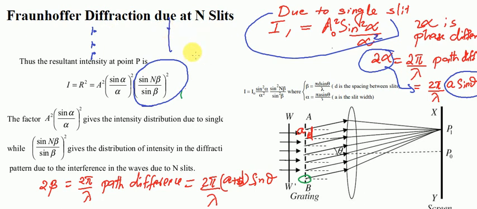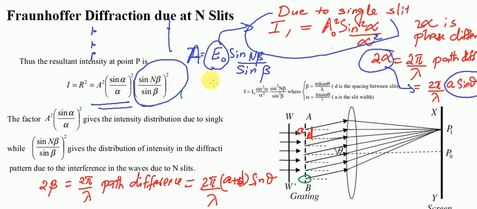So what is the expression for the intensity? The amplitude is equal to a maximum amplitude E0 times sin N beta divided by sin beta. Here the beta value cannot be neglected in this case. Taking the square, you will get E0 square sin square N beta by sin square beta. What is this E0? That is the amplitude due to a single slit. That is why you can see both expressions here.